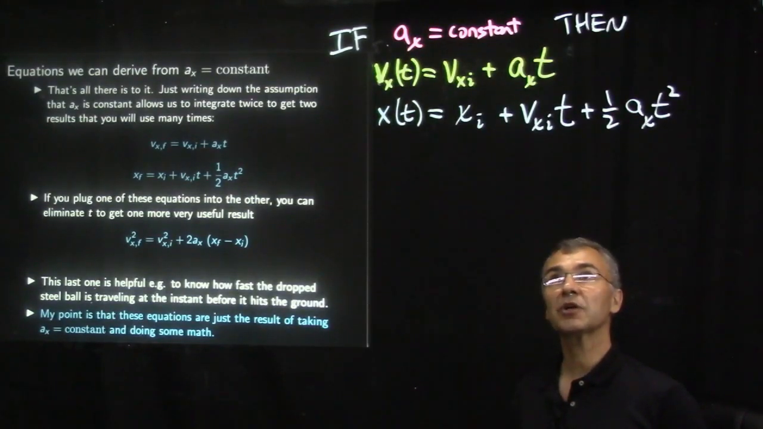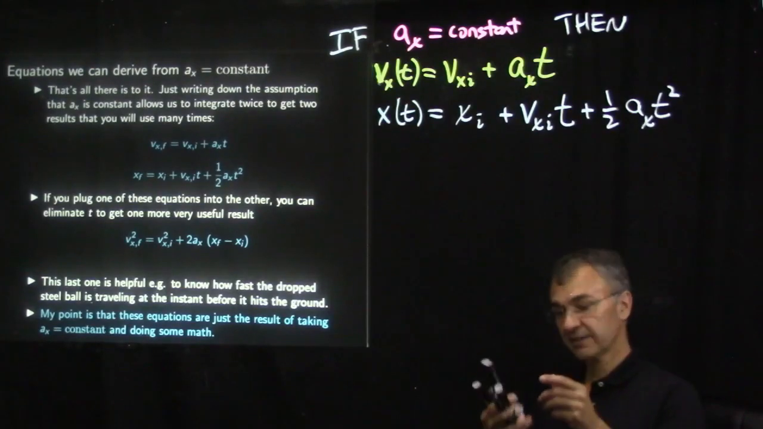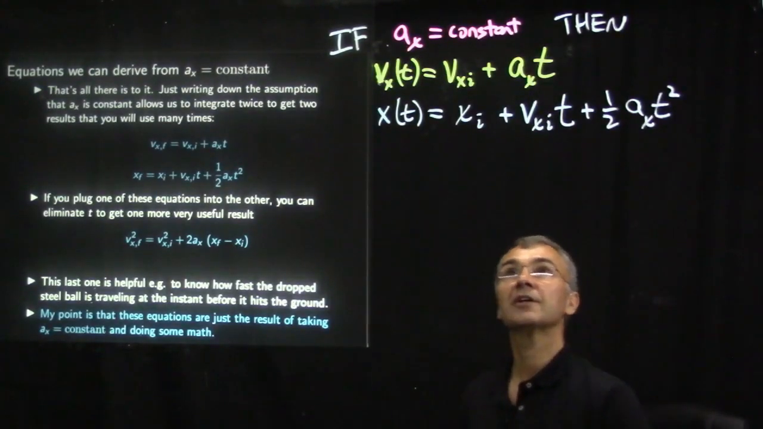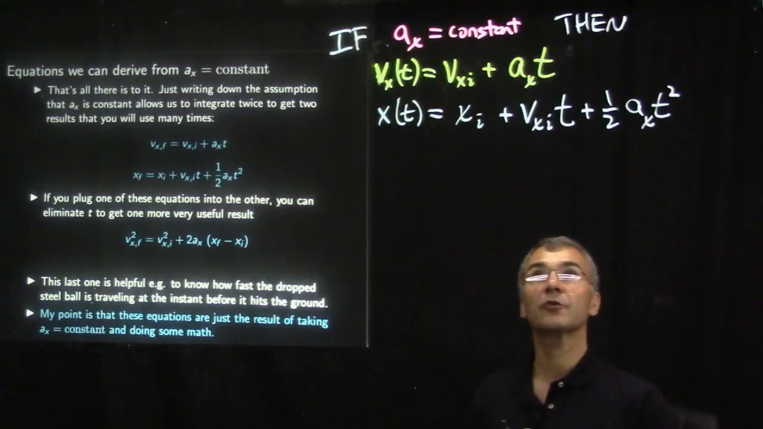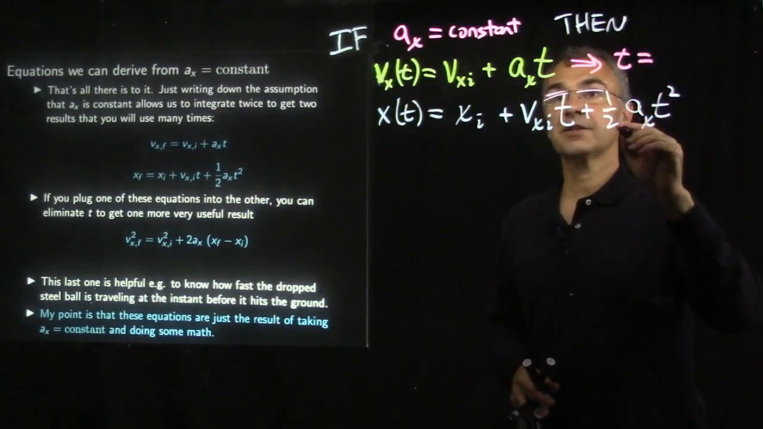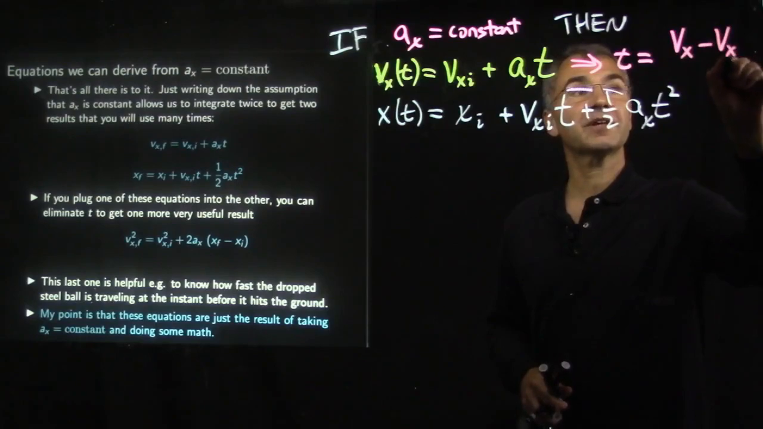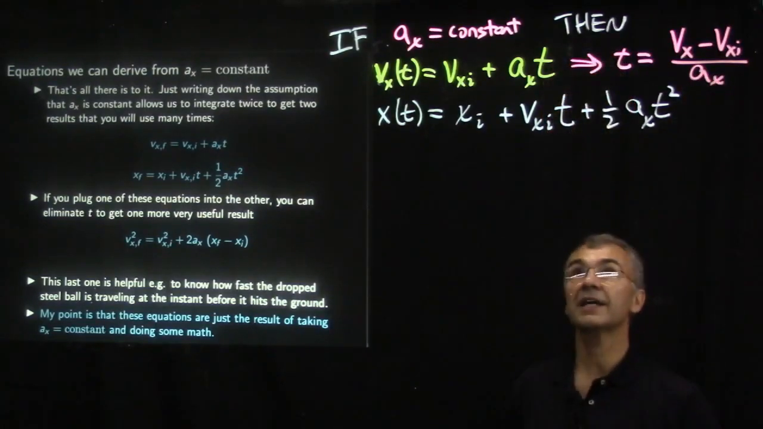So if you have a problem where you want to know the final velocity, suppose you know the initial position and you know the final position, but you don't care about the time. So you can use one of these equations to get the time and then eliminate the time. So if we solve the second equation for the time, then this gives us that the time is v sub x minus v sub x initial divided by a sub x.